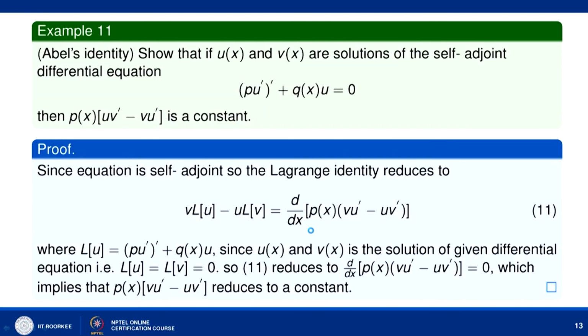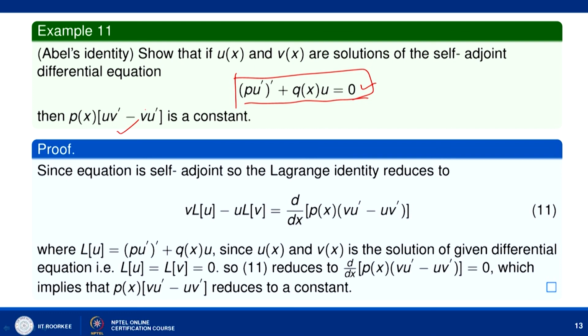Now let us look at one more example. If u and v are solutions of the self adjoint differential equation, (p u dash) dash plus q x u equal to 0, which is the self adjoint equation given here, then p x times (u v dash minus v u dash) is a constant. So the equation is given in this way, and we say that u and v are solutions of this. Then the following quantity is a constant quantity, and this is a straightforward example.